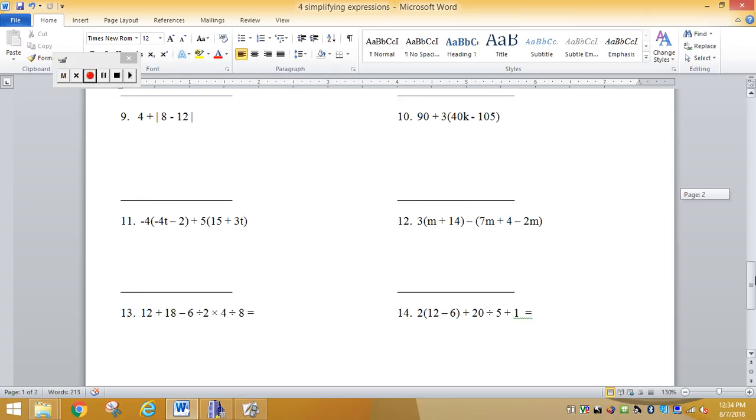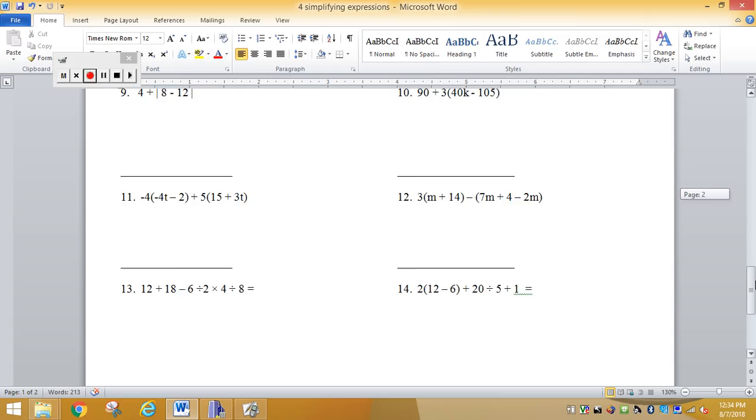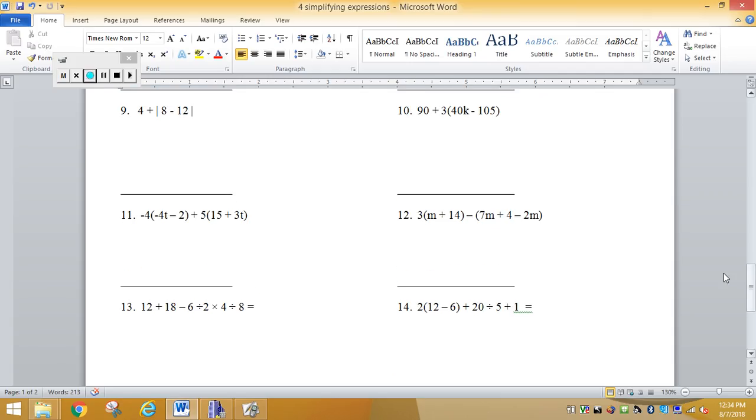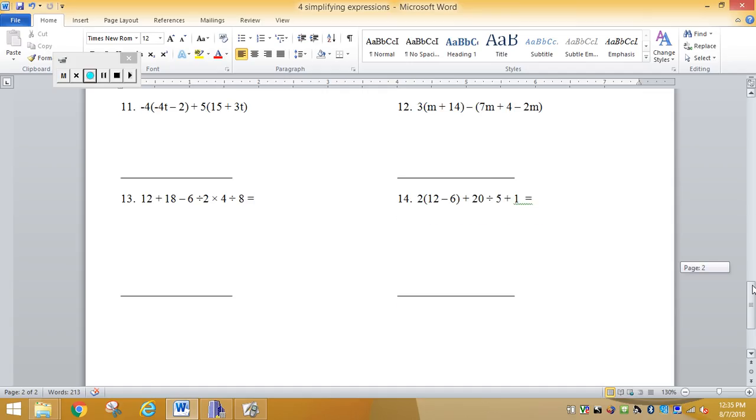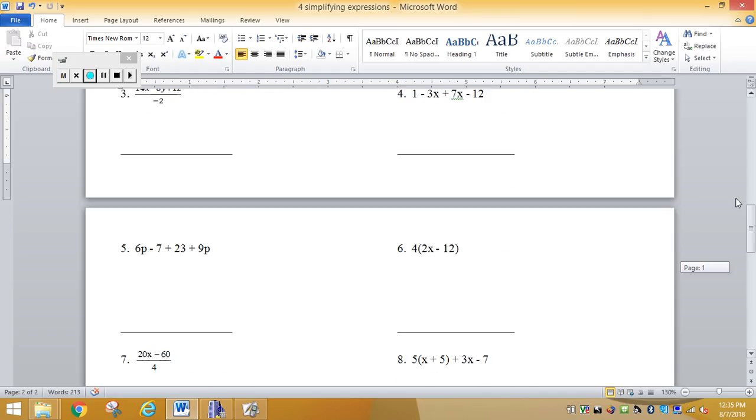And I think, let me go through the rest and make sure there's none that we didn't cover. Yep, you should be good. Let's look at 12 right here. Again, if there's no number, I always put a 1 there. So like you'll distribute your 3 times n, 3 times 14. I would put a 1 right here, and then I would distribute negative 1 times 7, negative 1 times 4, negative 1 times negative 2. 13 and 14, you just type in your calculator. Yeah, okay, so you should be good.